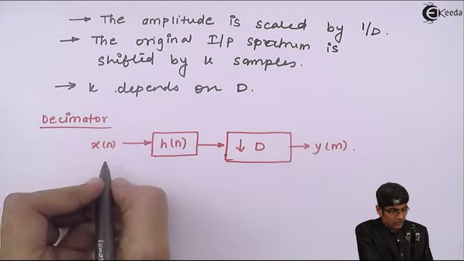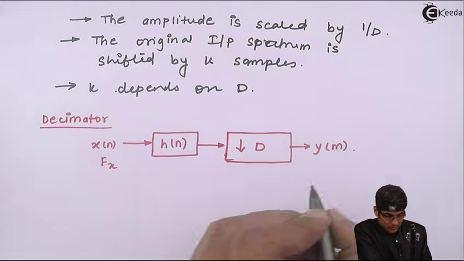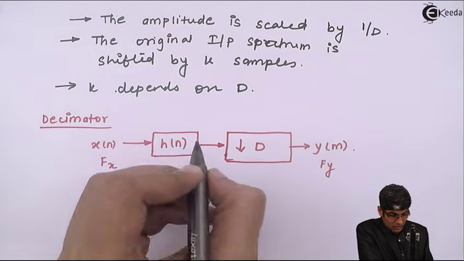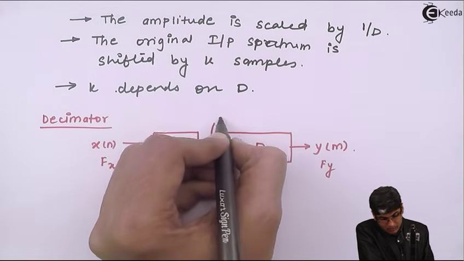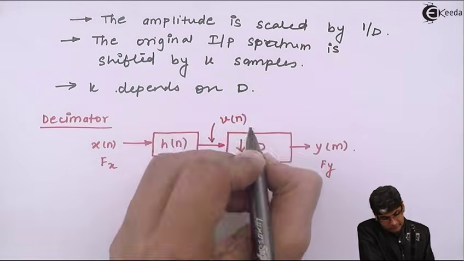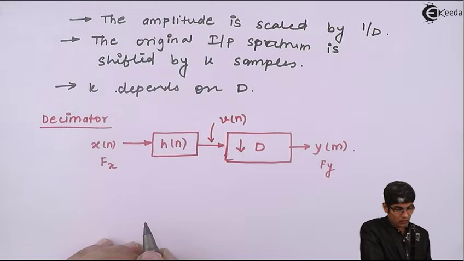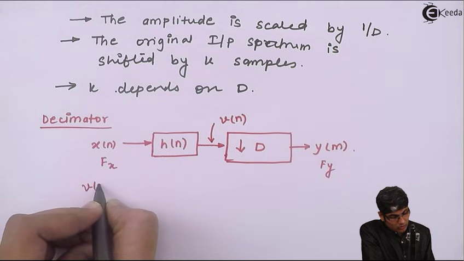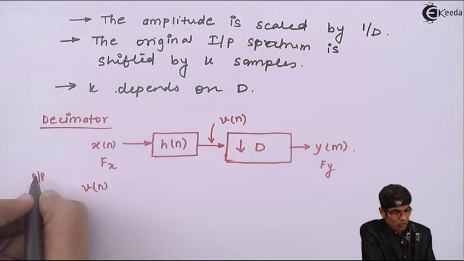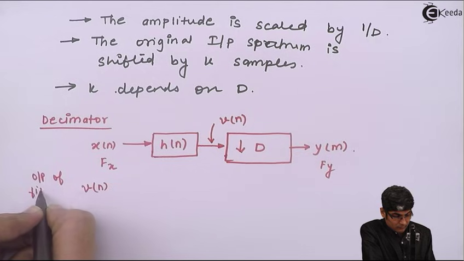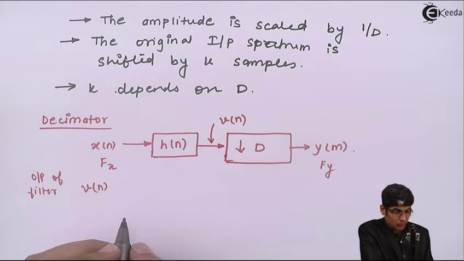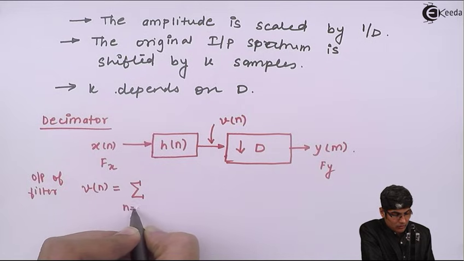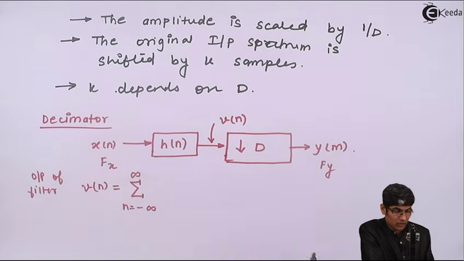Correct? Now here the rate is f of x, here the rate is f of y. Okay. Now let's say I call an intermediate dummy variable v of n over here. So the output of the filter, v of n, will be equal to, using convolution, the summation for n equal to minus infinity to plus infinity.